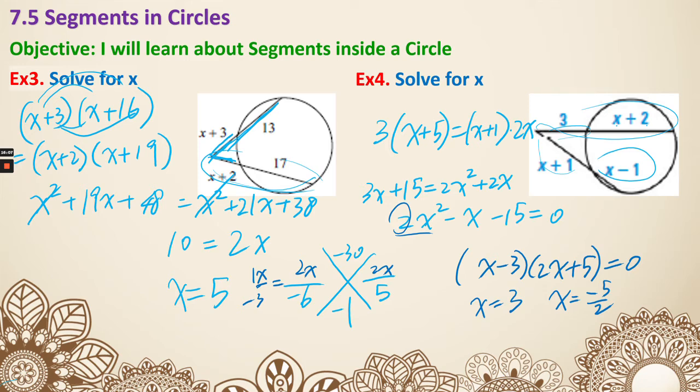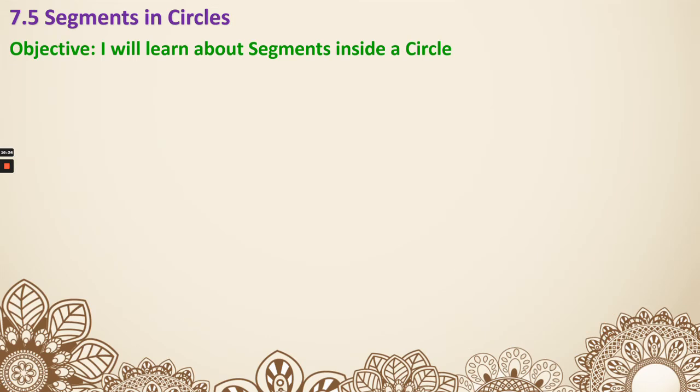Of course, this is talking about length, so we can't exactly use a negative number for length, which is why negative 2.5 doesn't work, only a positive 3. That is example 4. Next, we have one last kind.